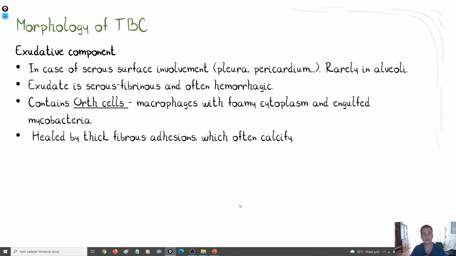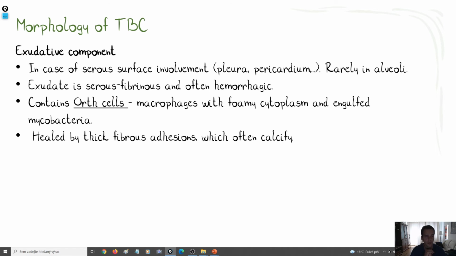And the third component is exudative. Even tuberculosis can create exudate. You probably know exudate as a typical component of exudative non-specific inflammation, but even the specific TBC inflammation can create exudate in case of serous surface involvement. So in case the TBC affects the serous surface, which is usually pleura or pericardium, it can form exudate. Rarely, it can produce exudate into alveoli. It's quite rare, but usually the exudate is formed into the thoracic cavity.